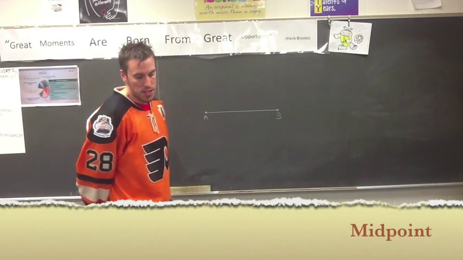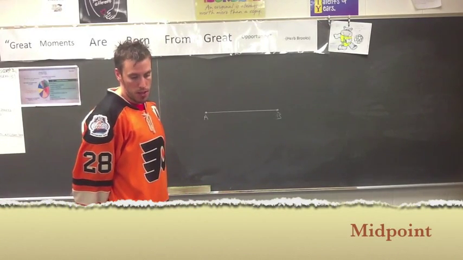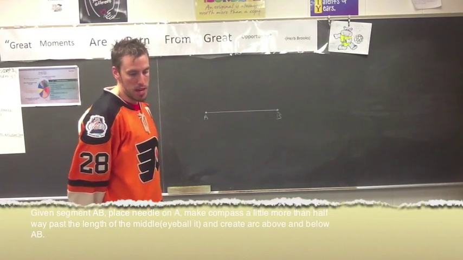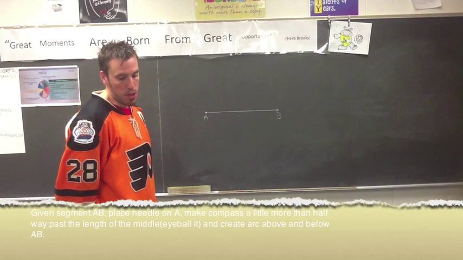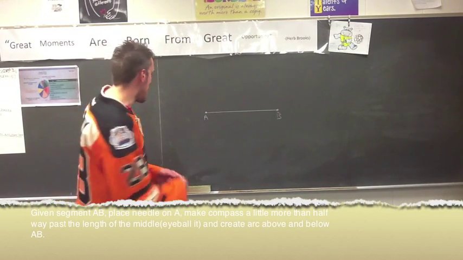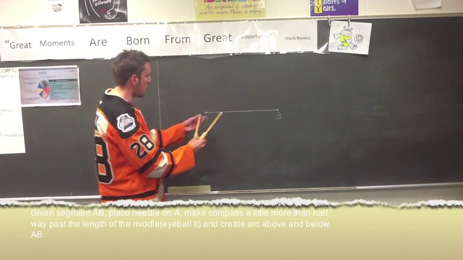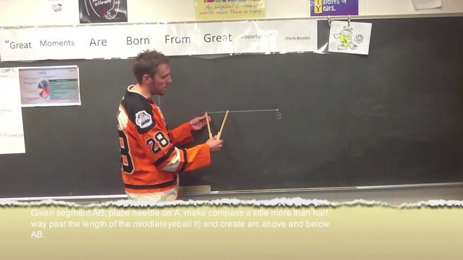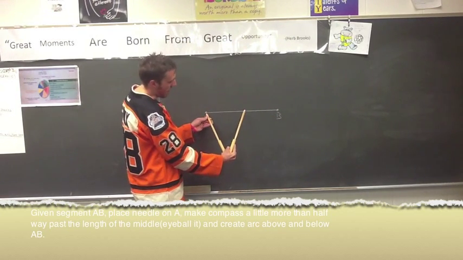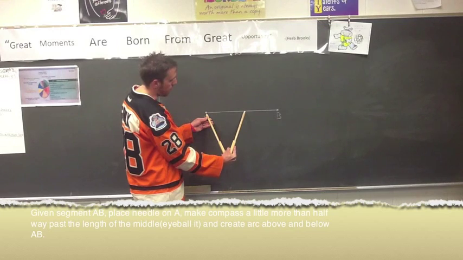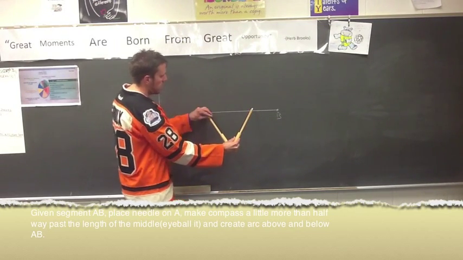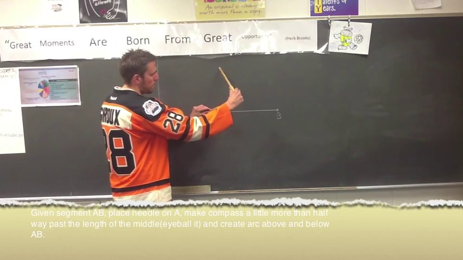Alright, next thing we're going to do is create a midpoint, and it's going to bisect line segment AB, so I have line segment AB given here. We're going to place the needle at A and create an arc above and below AB. The thing that you have to make sure of, it has to go past the halfway point of the segment. So if we know this is the entire length of the segment, I eyeball it, and I say this is about halfway, so I'm going to go a little past halfway. Okay? We're going to do an arc above and below.